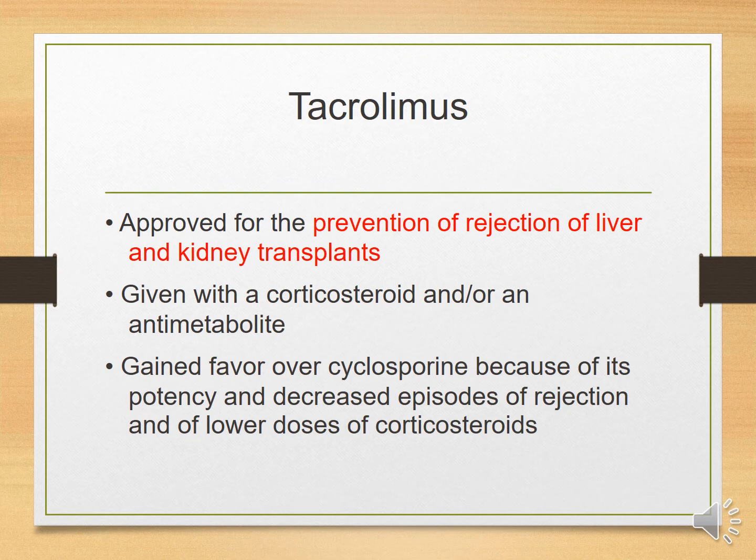Then our next drug is tacrolimus. This is approved for the prevention of rejection of liver and kidney transplants. They are given in combination with corticosteroid or with antimetabolite. They gain favor over cyclosporine. They are preferred over cyclosporine because of its potency in decreased episodes of rejection, and they are used in low doses of corticosteroids.